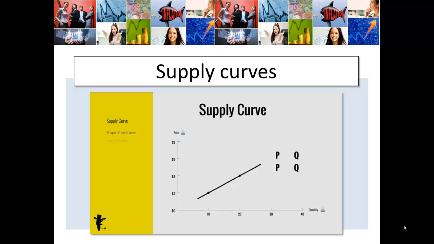Note, it's upward sloping. When price increases, quantity supplied increases. When price decreases, quantity supplied decreases. The arrows are in the same direction. This is the law of supply. There is a direct relationship between price and quantity supplied. Ceteris paribus, given everything else constant.